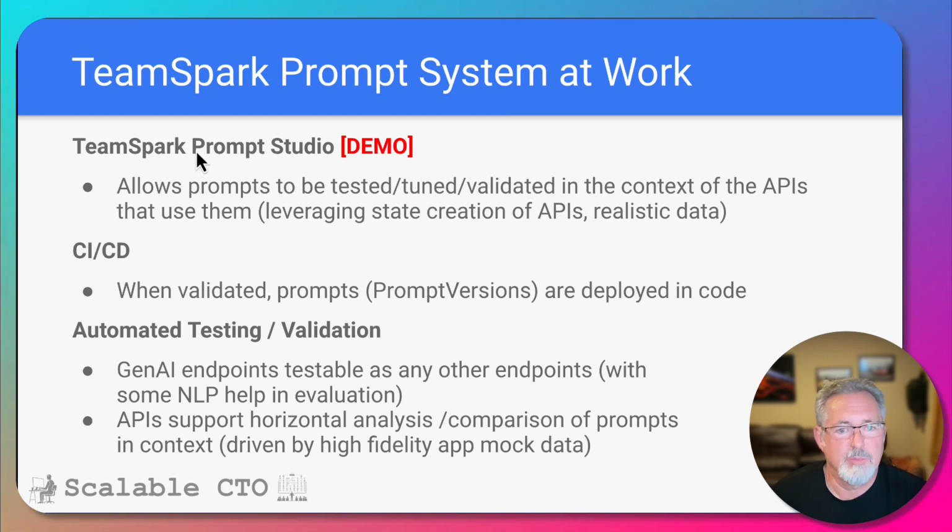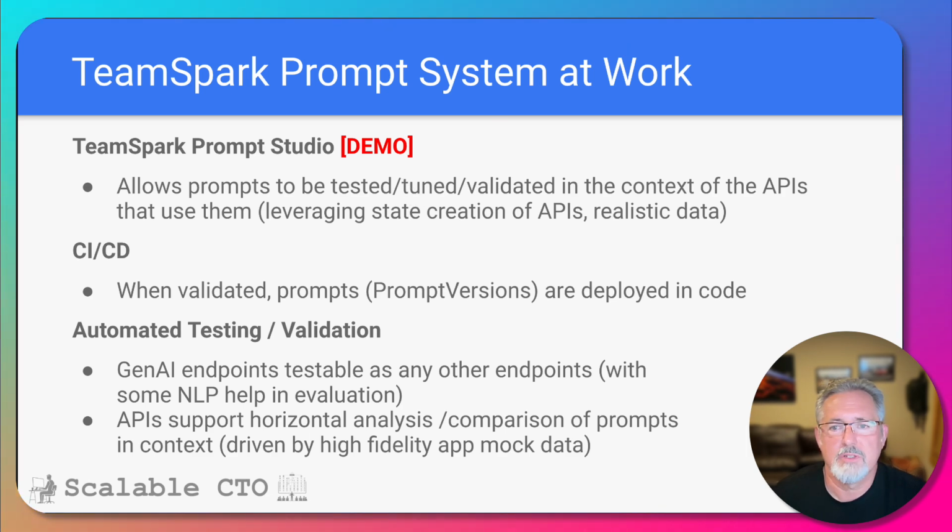So why do we need to build all this? It's probably the question you're asking yourself. What's it for? So we built TeamSpark Prompt Studio, and that allows the prompts to be tested, tuned, and validated in the context of the APIs that use them. It leverages the state creation of APIs and realistic data. I've talked a lot about why I think realistic test data is super important and why not mocking things is super important. So this is an example where we don't have to mock anything. We're going to call against the production database. We're going to call production-like data, and we're going to run the actual application logic that creates the context that the prompt operates in while we're tuning and engineering that prompt.